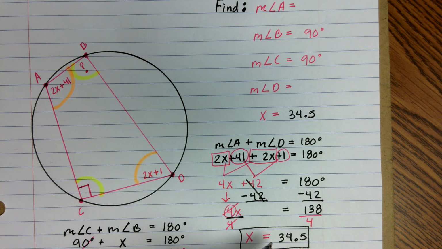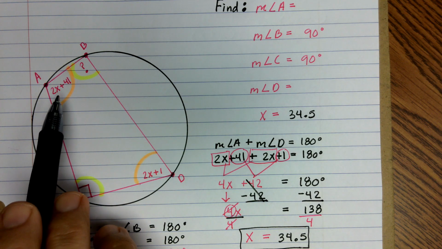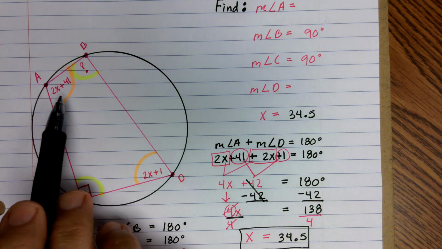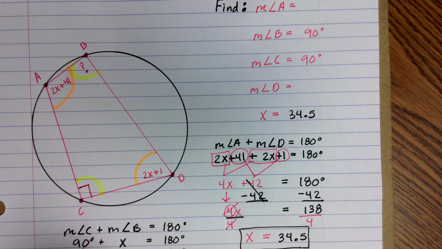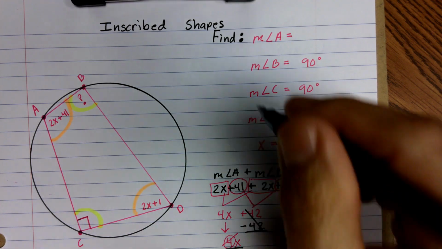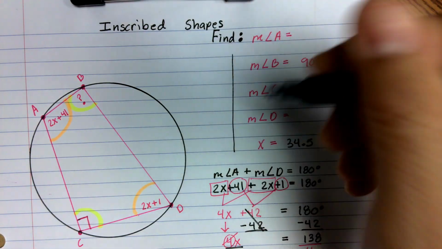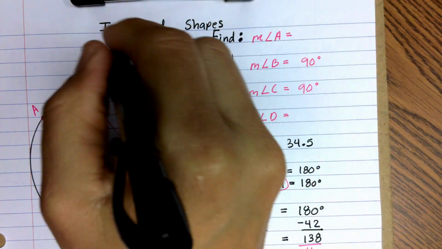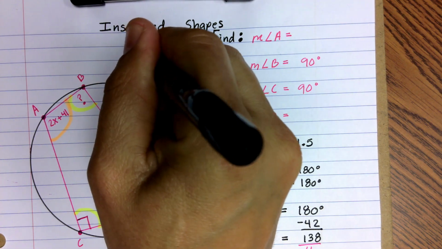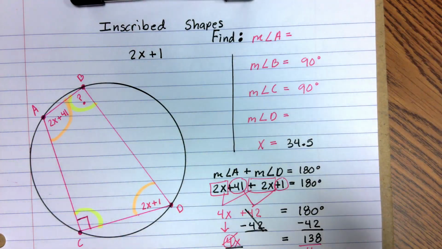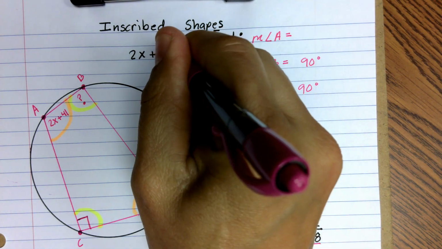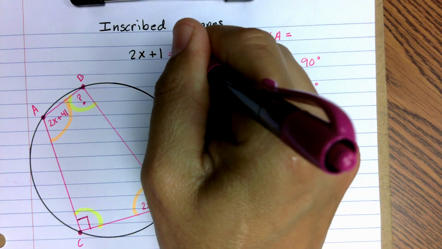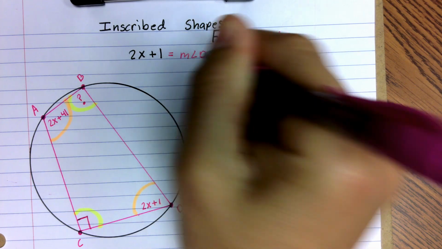And then after that, we'll take 34.5 and substitute it in for x on this top left expression, 2x plus 41 for angle A, and that'll give us the measure of angle A. So I'm going to do that right over here. Just going to make a little bit of space. I'm going to do the bottom right first. So we have 2x plus 1, and that's going to be equal to the measure of angle D.